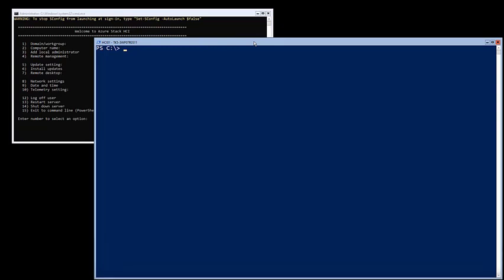In the 22H2 release of the Azure Stack HCI OS, Network ATC makes a range of improvements to cluster networking. This video goes over cluster network naming, which is one of several improvements to cluster networking.